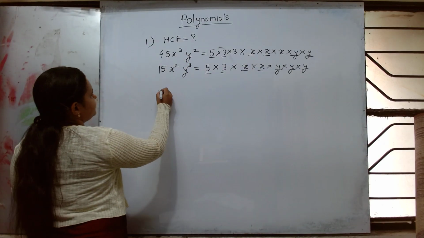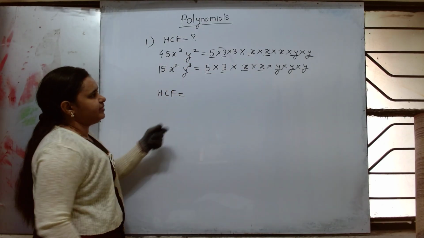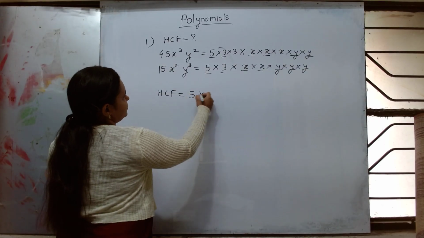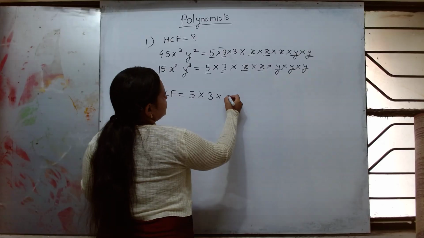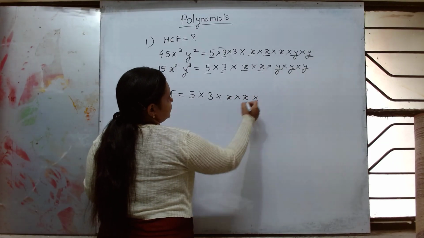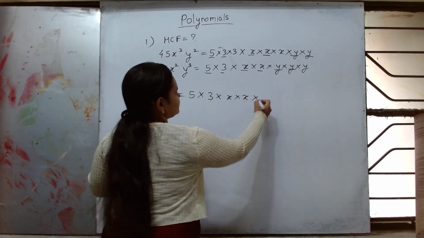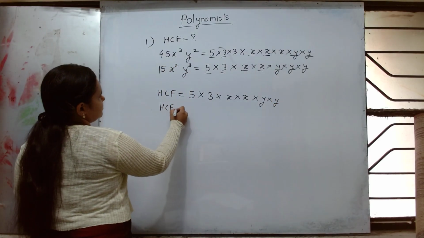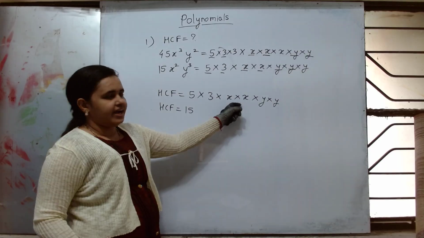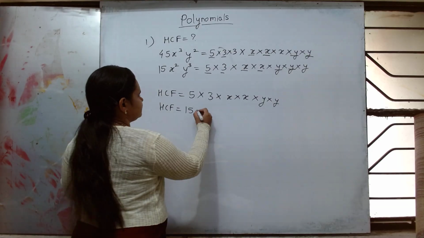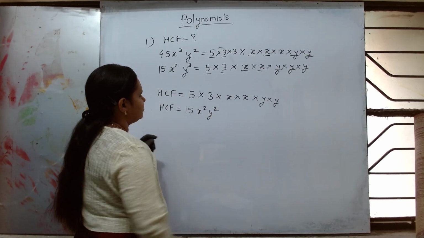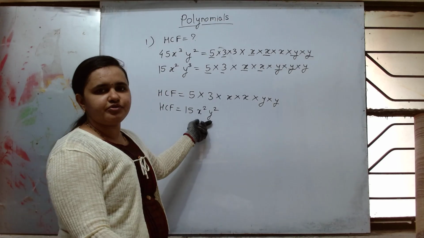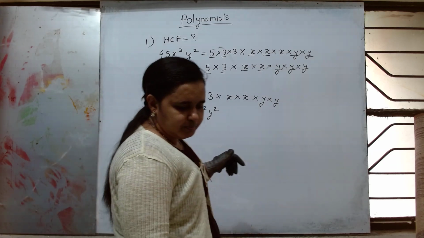Now HCF will be the multiplication of the common factors. What are the common factors? 5 into 3 into x and 2 y's, y into y. So HCF will be 5 3s are 15, x square and y square. Okay. So the answer for the first question is HCF equals 15x square y square. Option number 4. Okay.